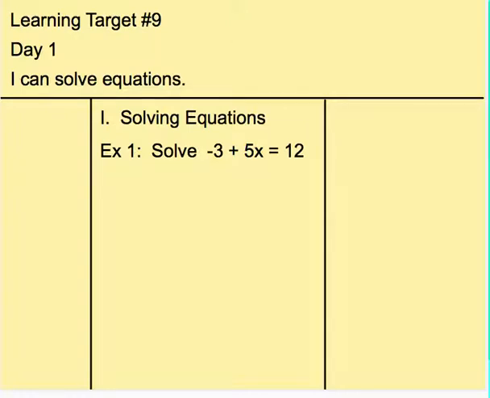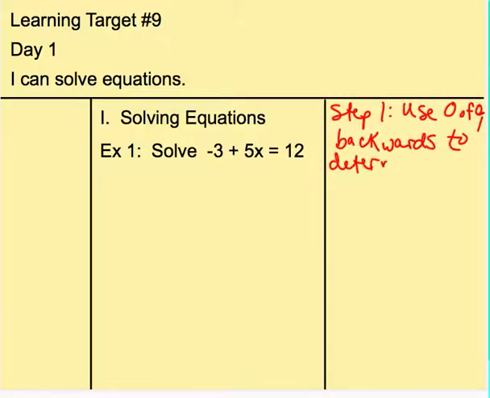So thinking back to what we did yesterday, where we used our answer to create an equation by using the golden rule of algebra and order of operations. Well, now we're given the equation and we need to get the answer. We're still using the golden rule of algebra and we will use order of operations, but this time we're going to use it backwards. So, step 1, use order of operations backwards to determine which operation to cancel.